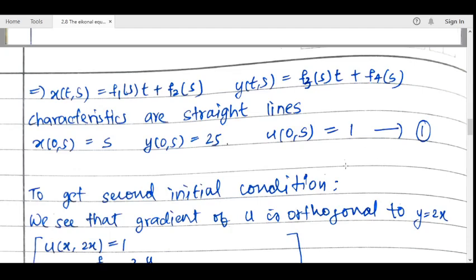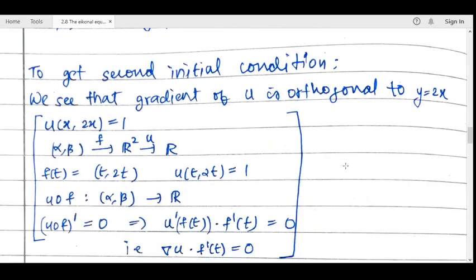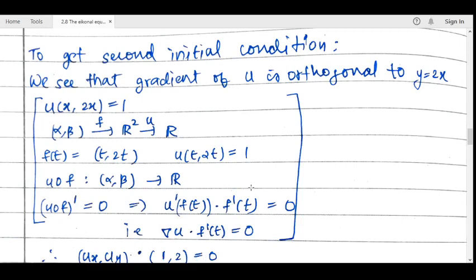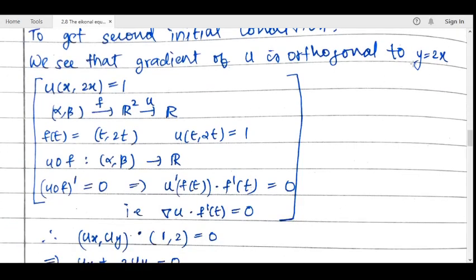So this initial condition we have. Now we need to find the second initial condition also. For finding the second initial condition, we have to find x_t, which is the same as u_x, u_y, that is, the gradient of u we have to find. But in this problem, u is constant on the initial line y equal to 2x. So we see that the gradient of u is orthogonal to the initial line y equal to 2x. How this is orthogonal, I have explained here: how we are getting that the gradient of u is orthogonal to the initial line.